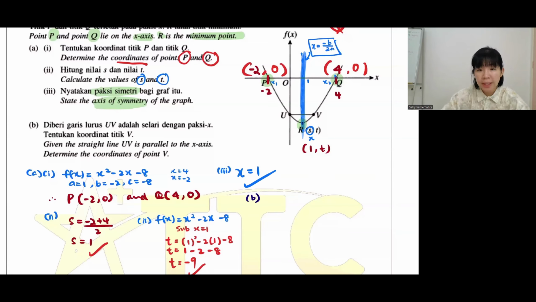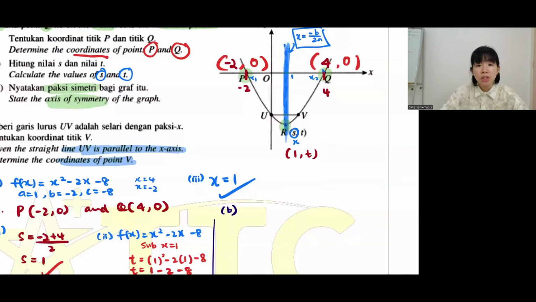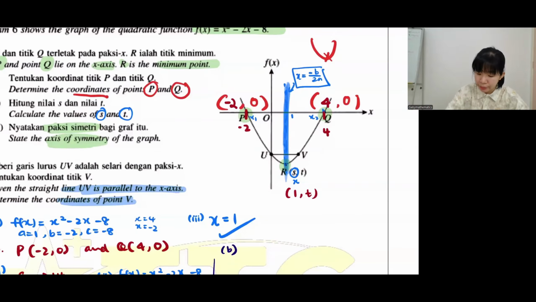Okay, so now B. Given UV, this line is parallel to the x-axis. What is the coordinate of point V? Let's check. This graph has another line, UV. Is that a horizontal line? This line is parallel to the x-axis, which means UV is actually a horizontal line. And now we need to find the coordinate of V.